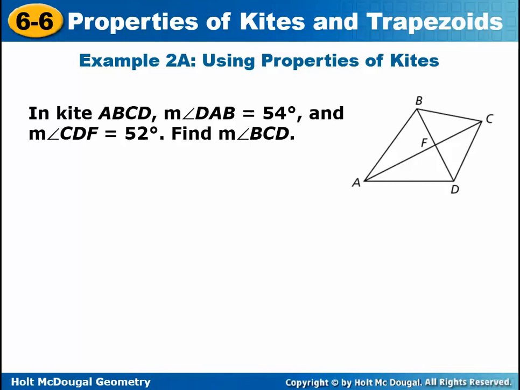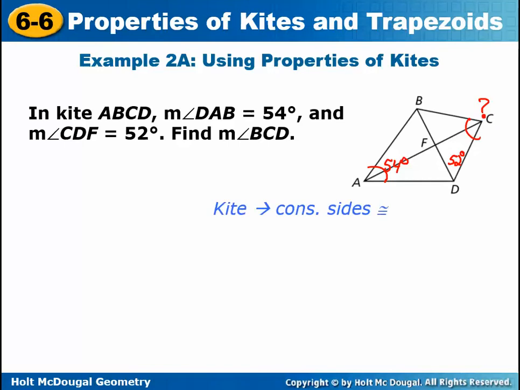All right. This is just a plain old problem instead of a word problem. We are given that measure of angle DAB, this angle, is 54, and also that measure of angle CDF, this angle here, is 52. Find measure of angle BCD. We want to know what is this angle.